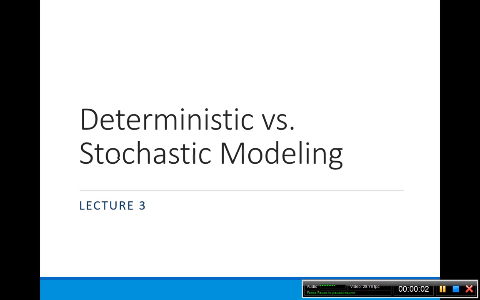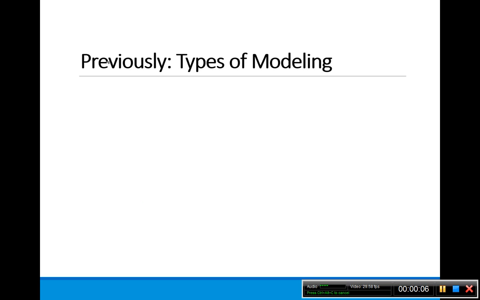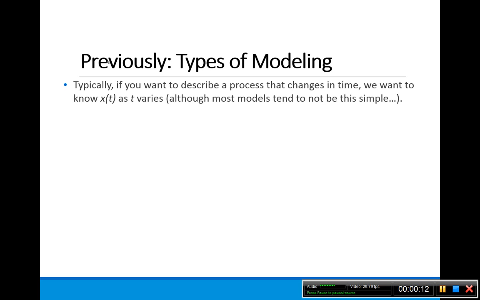Okay, lecture 3 is going to focus on deterministic versus stochastic modeling. So here, I'm just going to remind you again, we already saw this a couple times now. We have different types of modeling, so we want to model x as a function of time. And the two types we were talking about were deterministic versus stochastic modeling.